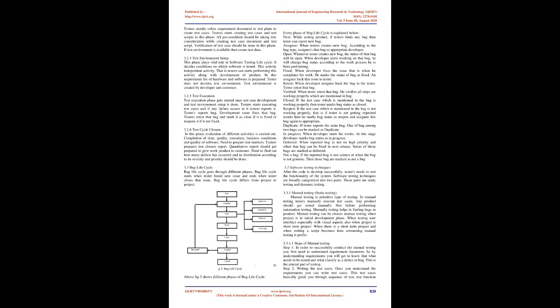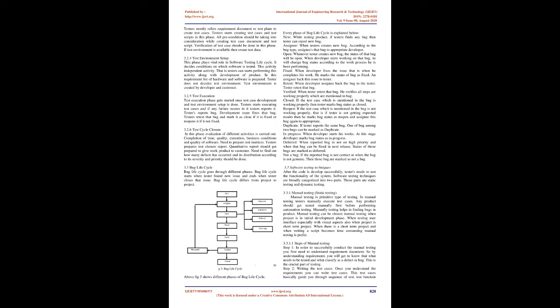New. While testing the product, if testers find any bug, then the tester can report a new bug. Assignee. When the tester creates a new bug, according to the bug type, he assigns that bug to the appropriate developer. Open. Whenever a tester creates a new bug, the status of that bug will be open. When the developer starts working on that bug, he will change the bug status according to the work process he is performing. Fixed. When the developer fixes the issue, that is when he completes his work, he marks the status of the bug as fixed. He assigns this issue back to the tester.